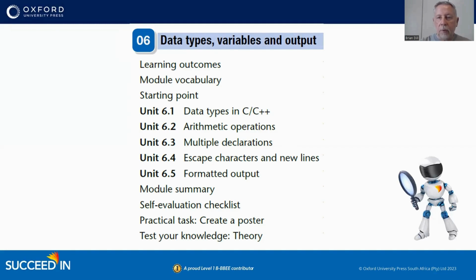And then also there's a unit at the end of Topic 6 that takes the students through how to format their output, for instance, to round output to 1 or 2 decimal places, or to display it in columns, and so on.